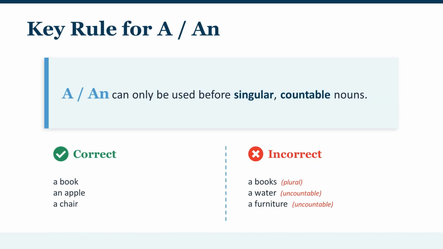Here is an important rule to remember about a and an. These indefinite articles can only be used before singular countable nouns. A countable noun is something you can count individually, like a book, an apple, or a chair. These are all correct uses. However, you cannot say a books, because books is plural. And you cannot say a water or a furniture, because water and furniture are uncountable nouns. So whenever you want to use a or an, first check, is this noun singular? And is it something I can count? If yes to both, then you are good to go.